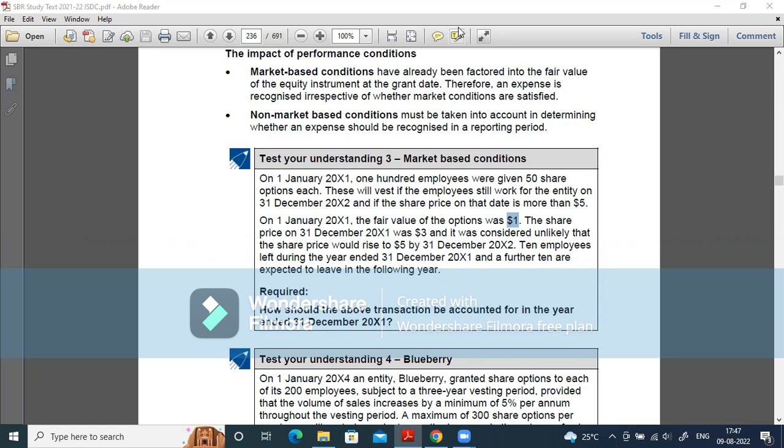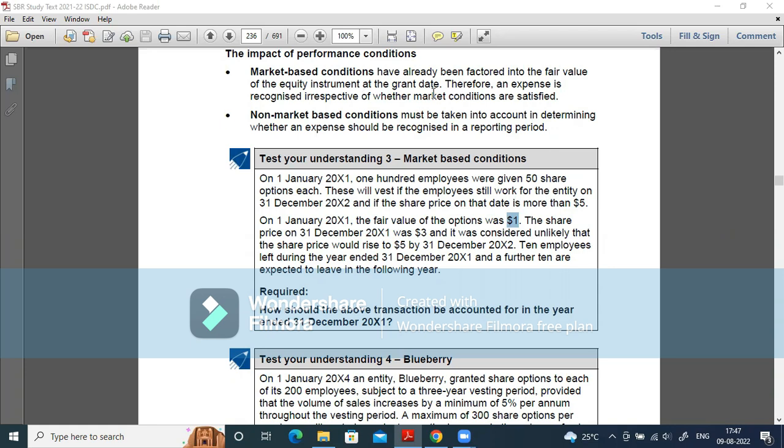100 into 50, 0.8 divided by... okay, what is this 0.8? 100 into 50 is correct. 100 into 50 into... you should take the fair value, 80% of the employees. Okay, 80 employees. Then you should also take the fair value. The fair value is missing here.